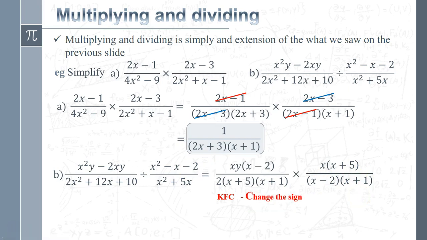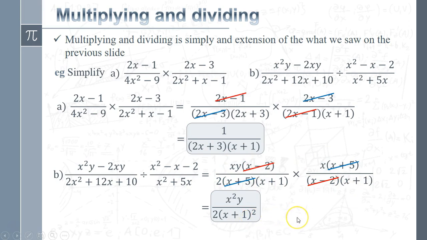And so now we've just got to do our cancelling. So the x minus 2s are going to go, the x plus 5s are going to go. And so what we're left with is x squared y. So that's xy times x times 2. We've got x plus 1 times x plus 1. Hence the x plus 1 all squared.